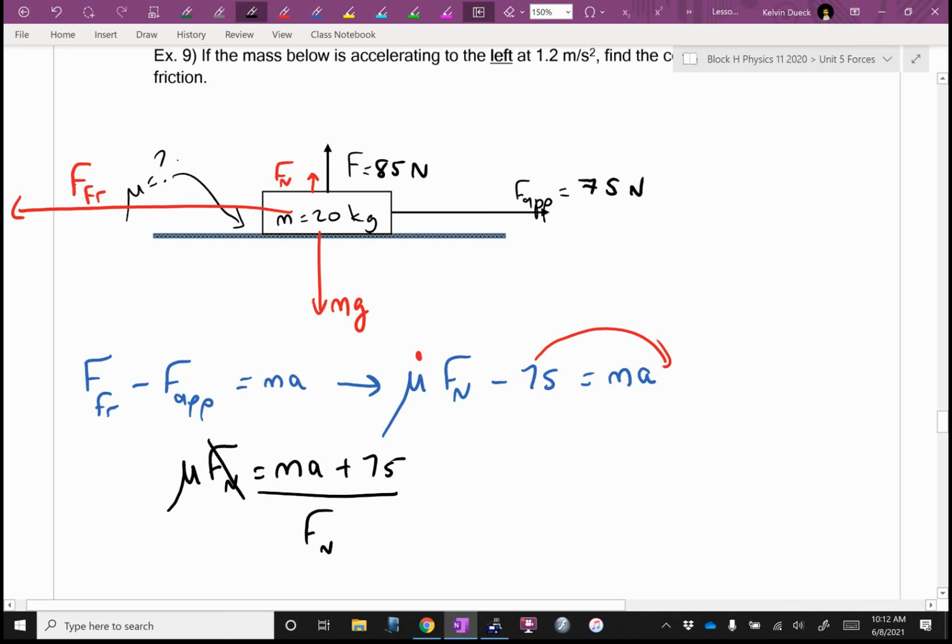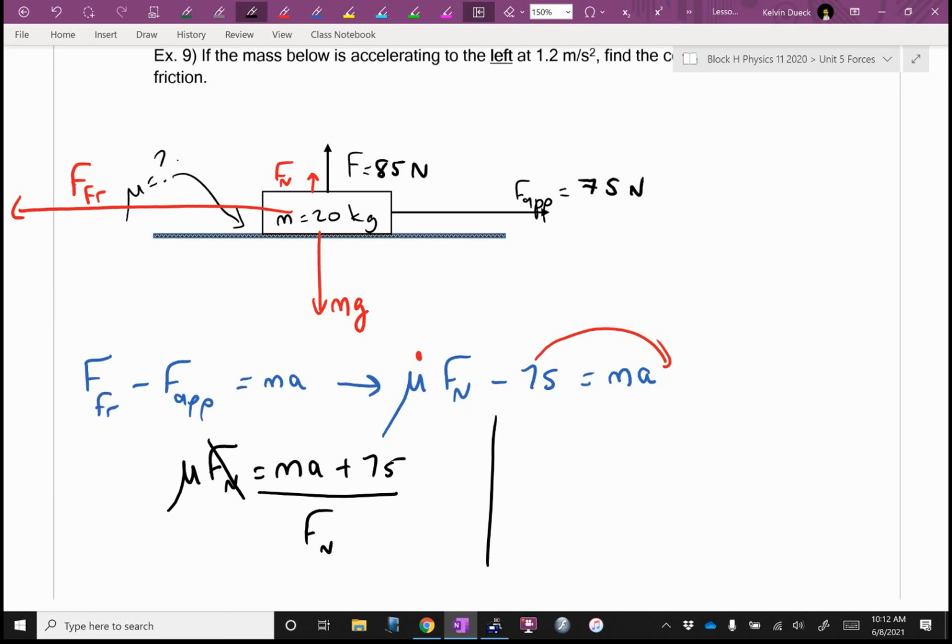Do I know m? Do I know a? I don't know the normal force. Wait, but we know something. Well, we're going to have to do a little bit of math. So let's do the normal force right over here. It's not mg, right?